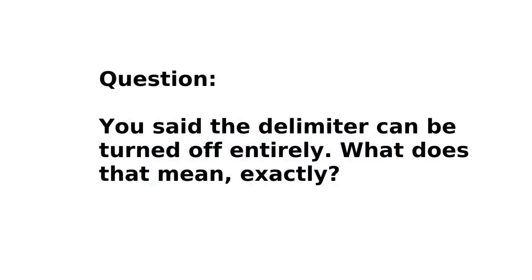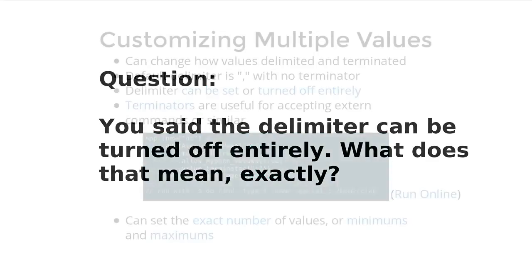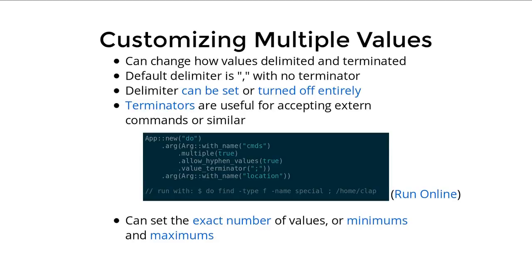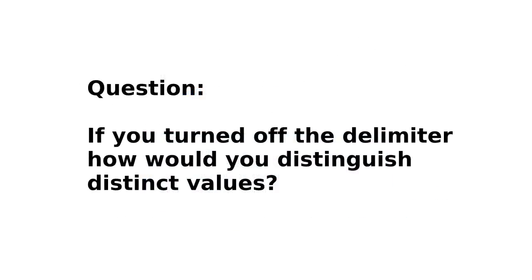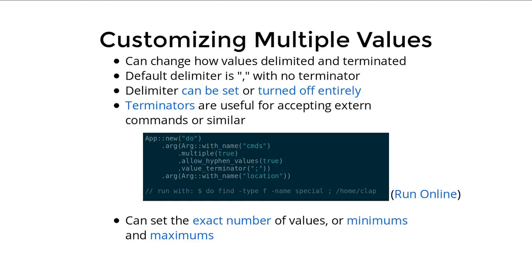Sorry, when you say the delimiter can be turned off entirely, does that mean? That means if you don't want a delimiter, so let's say you want something with a bunch of commas to be interpreted as just a single value, you could say don't use a delimiter at all. In which case, value comma one, value one comma, value two comma would all be interpreted as one single value. So if you turn off the delimiter, how would you distinguish distinct values from plural? That would be up to the consuming application to determine.